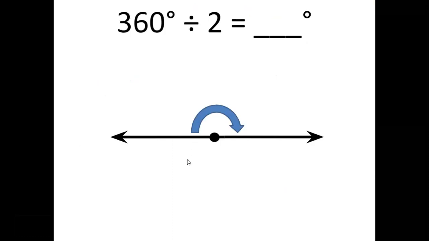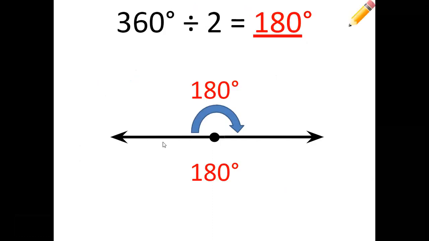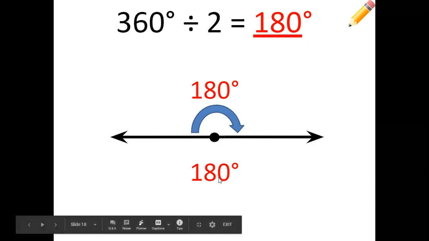So now we have a straight line, right? So a straight line, if we know that a full rotation is 360 degrees, a straight line would be cutting the circle in half. So half of 360 is 180. So it's very important that you write this down. It's 180 on both sides because 180 plus 180 is 360.